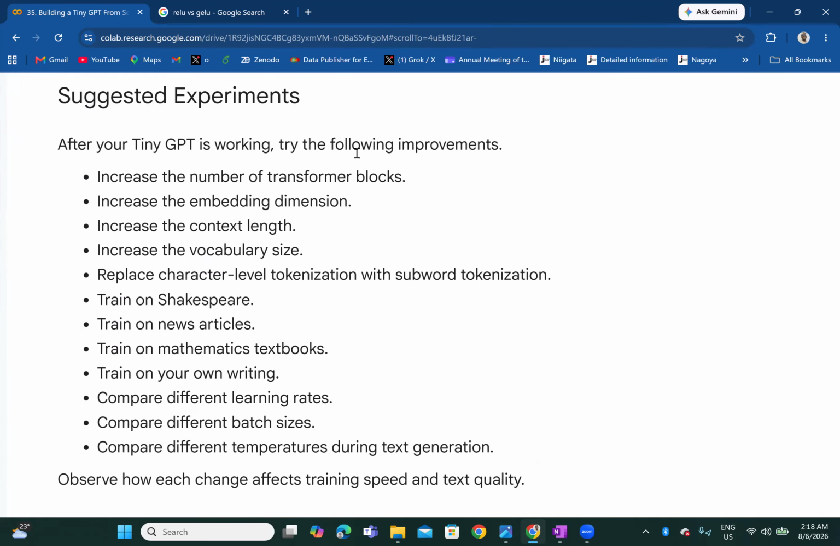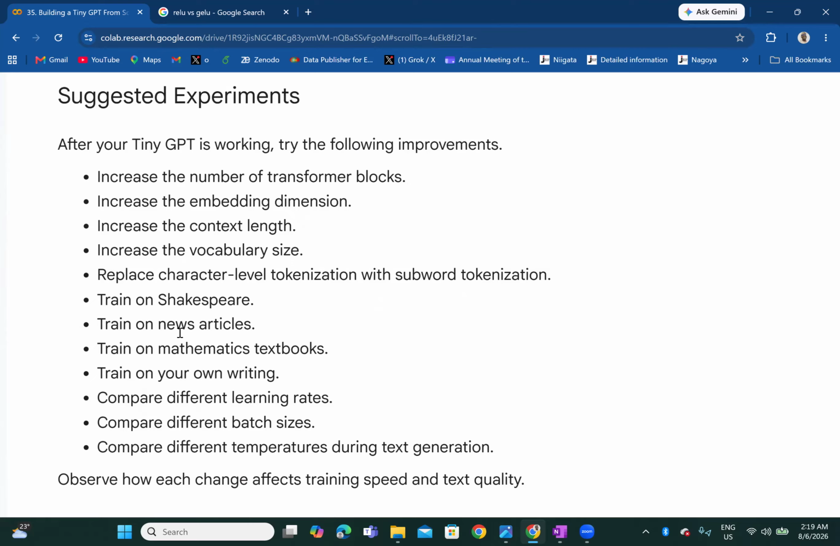After your tiny GPT is working, try the following improvements. You can increase the number of transformer blocks. You can increase the embedding dimension. You can increase the context length, increase the vocabulary size, and replace character-level tokenization with subword tokenization. So instead of having characters, you have words broken into pieces.